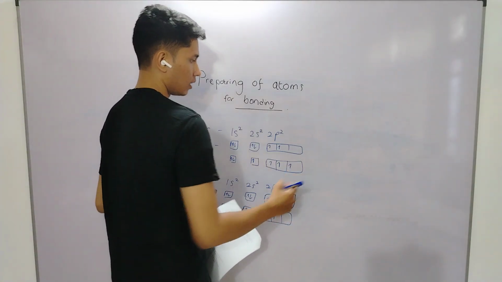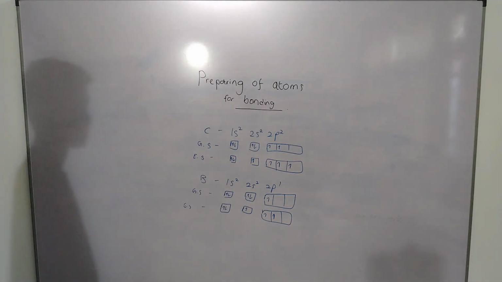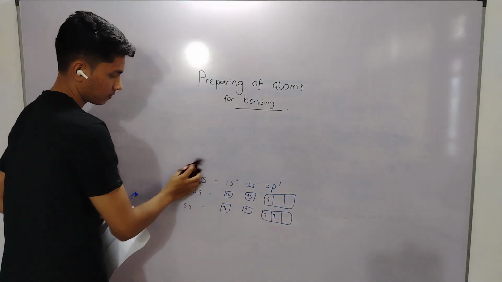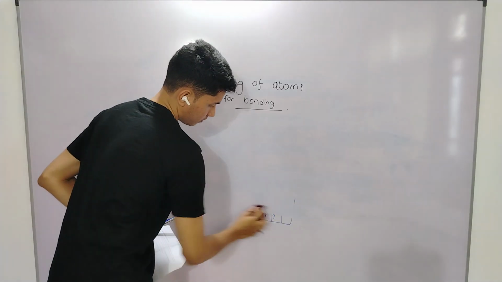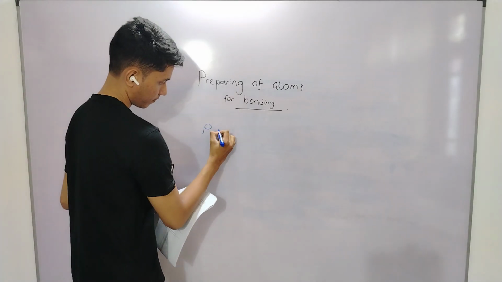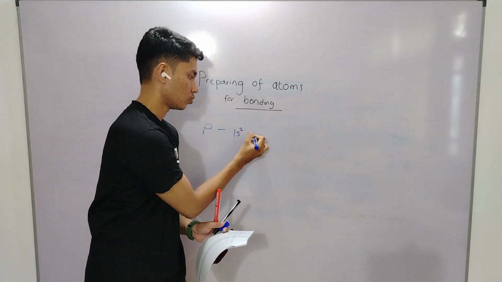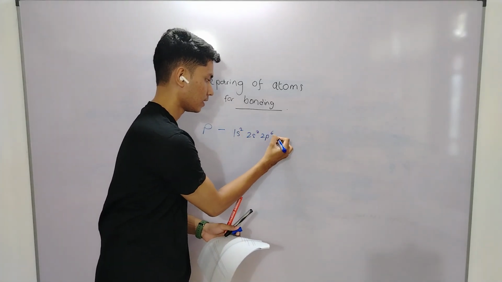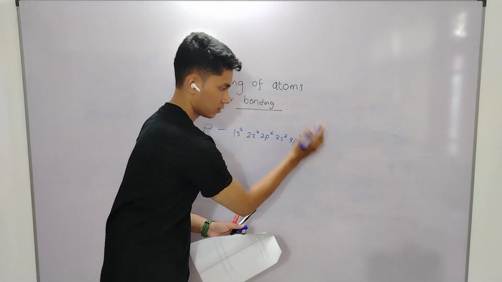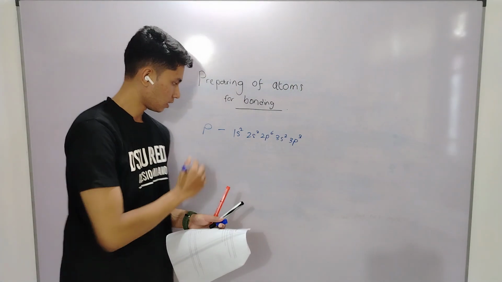What about phosphorus? Phosphorus is a special point. For now, let's take this down. Pause the video and take this note down. Okay. Now phosphorus. What is the electronic configuration? 1s2, 2s2, 2p6, 3s2, 3p3. This is the electronic configuration of phosphorus. Ground state.